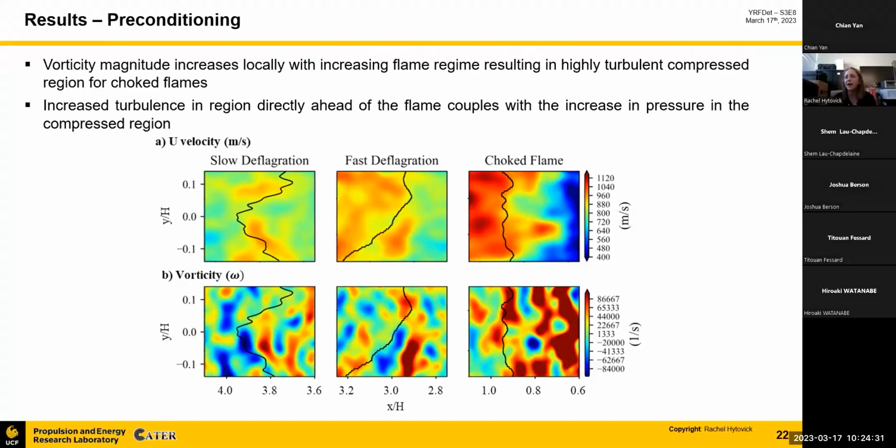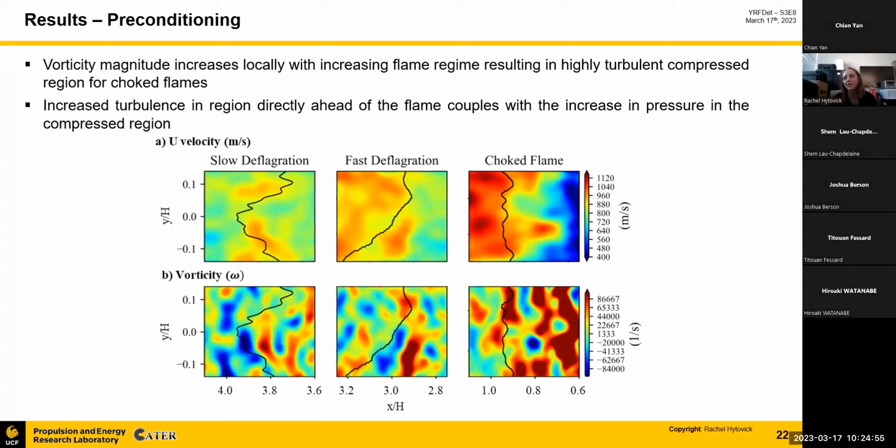And so what we found is that vorticity magnitude is increasing locally with increasing flame regimes, which is then resulting in a higher turbulent compressed region for the choked flames. So in that, we found that there was this coupling between turbulence and pressure in the compressed region. And eventually we believe that that's going to lead to some sort of baroclinic torque production.